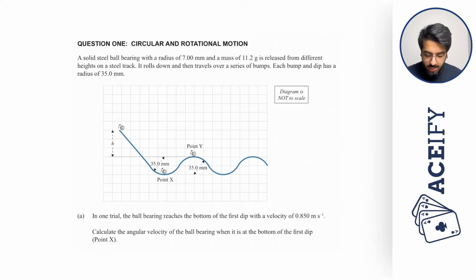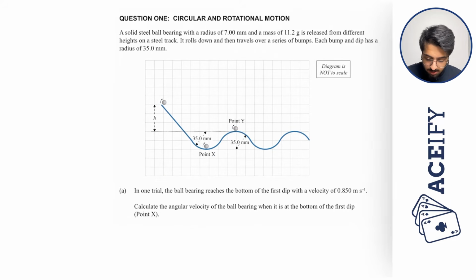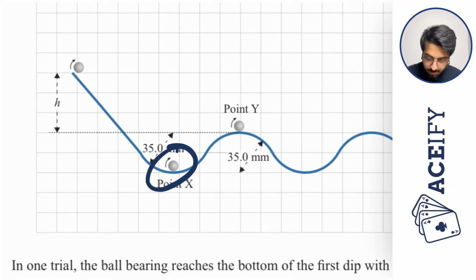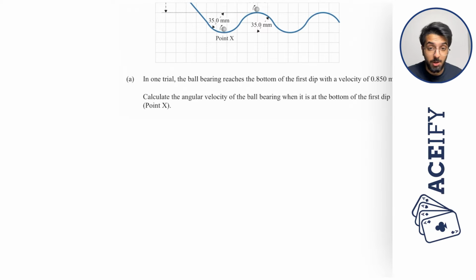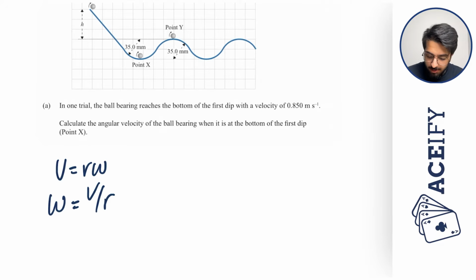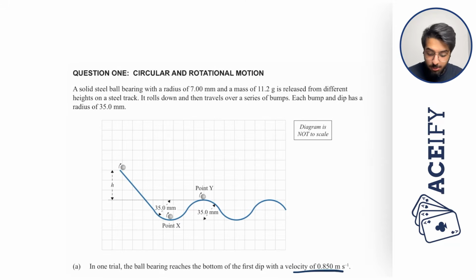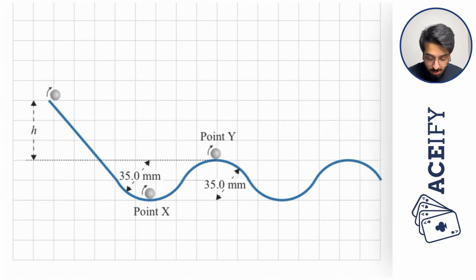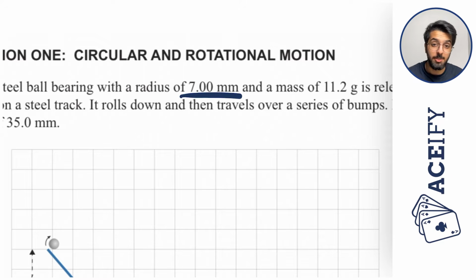We're good. Okay, so we're asked to calculate the angular velocity at this point right here. Now we know directly from our formula sheet that v is equal to r omega, and therefore angular velocity, which is omega, is equal to v over r. So we are given the velocity up here, and our radius is not this value right here. It is this value, 7 millimeters.